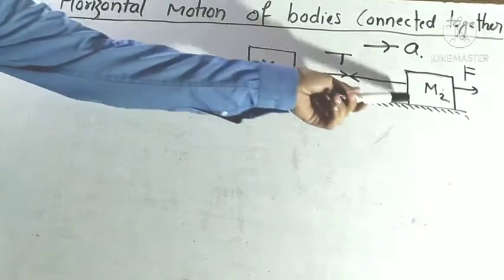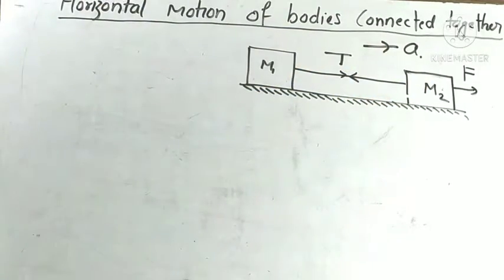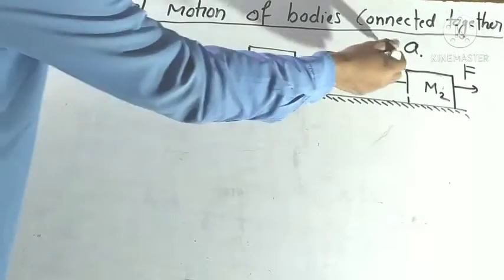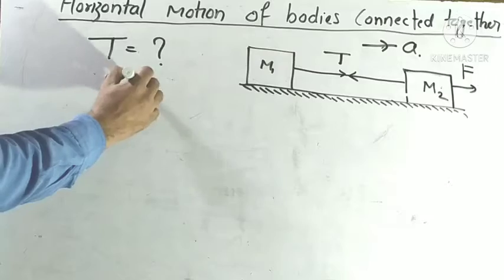This system is pulled by applying a force, applied force F, on mass m2, and both bodies come in motion and move with the same acceleration a. Now we have to find tension T and acceleration a.